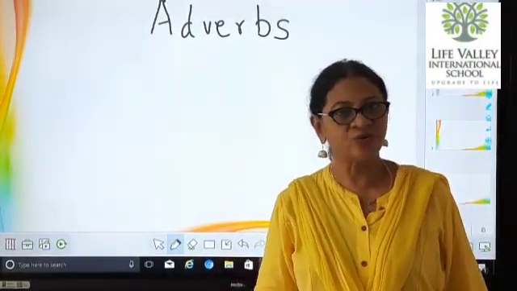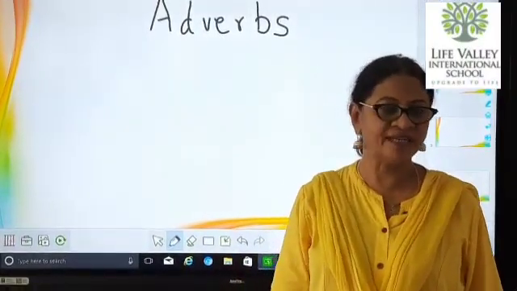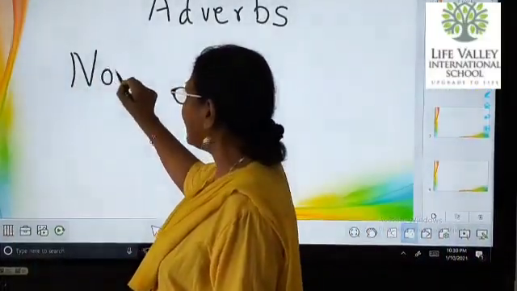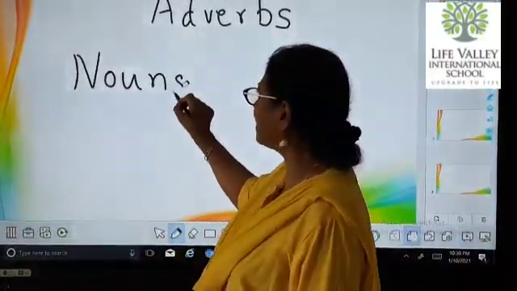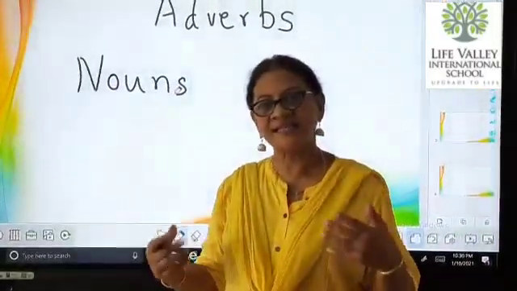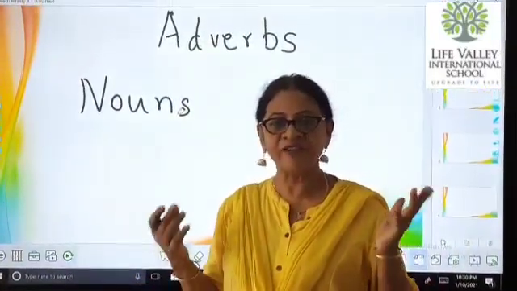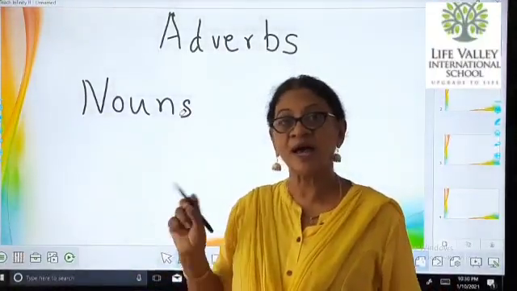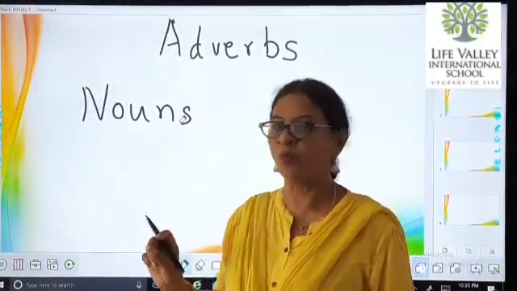Okay, so you know the different parts of speech. We've already done some. You know what nouns are? We know that nouns are naming words. So what are nouns? Naming words. They tell you the names of different things, of people, of places, of animals and things. Okay, so a noun is a naming word.